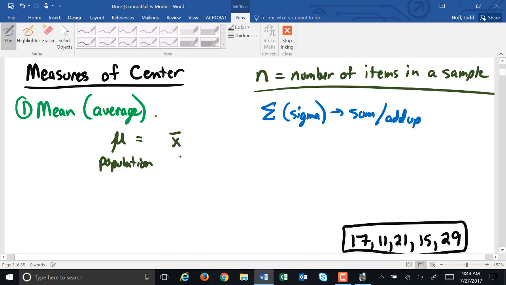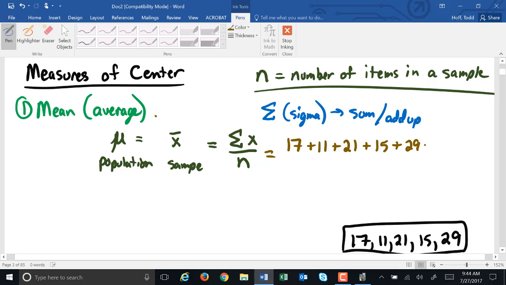It is x bar, x with a little bar over it, if it's a sample. The formula is the same either way. That sigma sum, and then the x means add up all the values and divide by how many are there. So in other words, I'm going to add up 17 plus 11 is 28, plus 21 is 49, plus 15 is 64, plus 29 is 93, divided by 5. And that does come out to be 18.6. So 18.6 is the mean of this set of data.